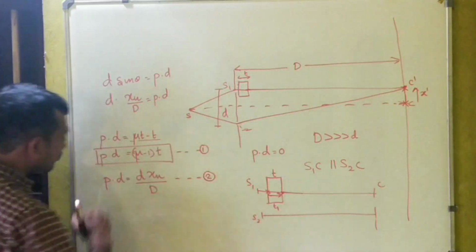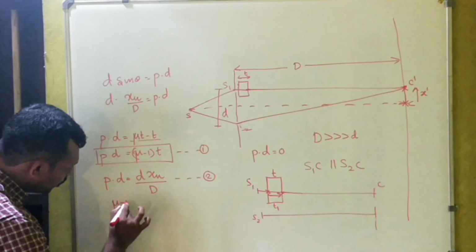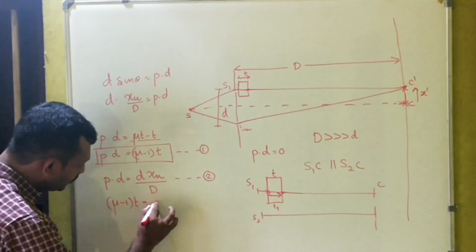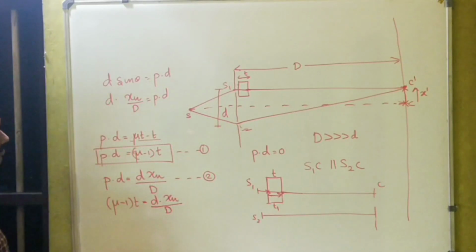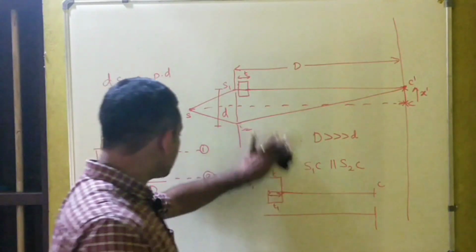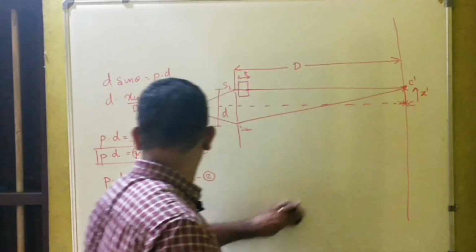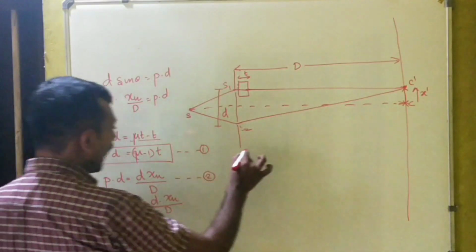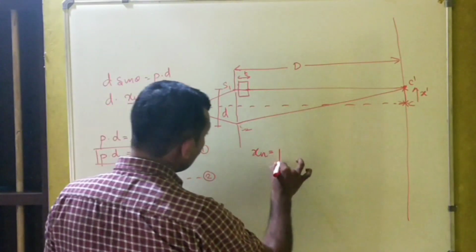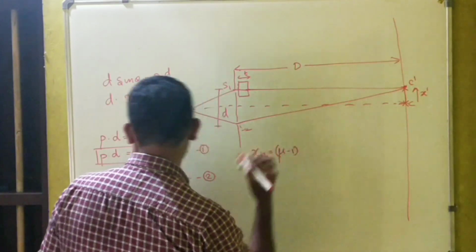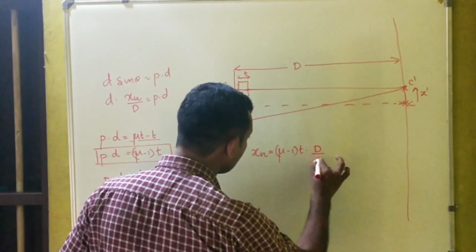Now we need to equate equations 1 and 2 because the left sides of both are the same. Which implies (mu minus 1) into t is equal to d into xn divided by capital D. Right? (Mu minus 1) into t is equal to d into xn divided by capital D. So from here, I will get xn is equal to (mu minus 1) into t into capital D divided by d.